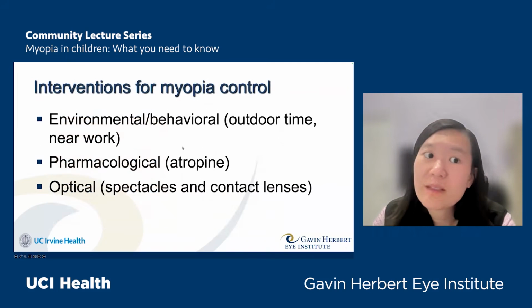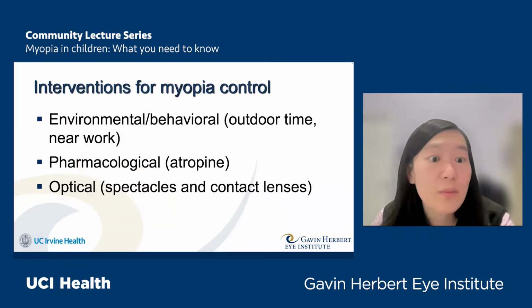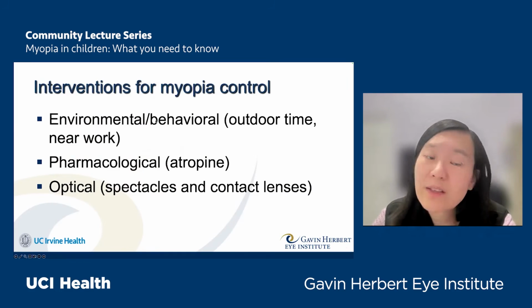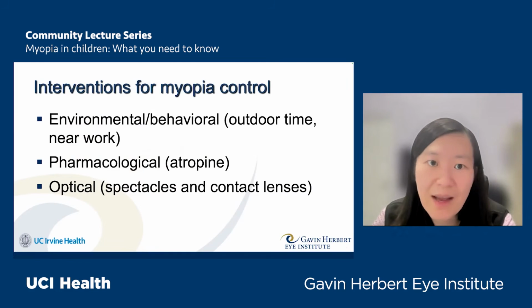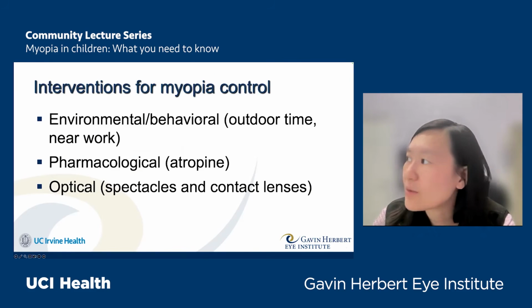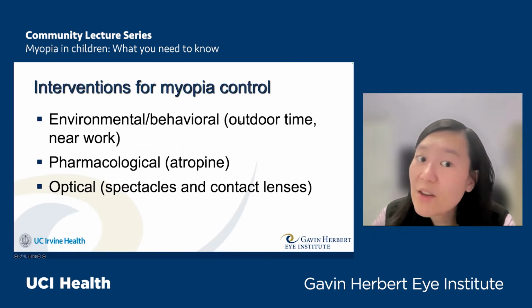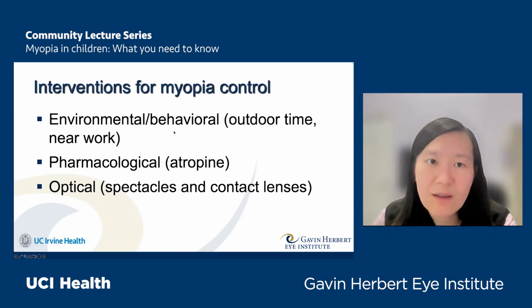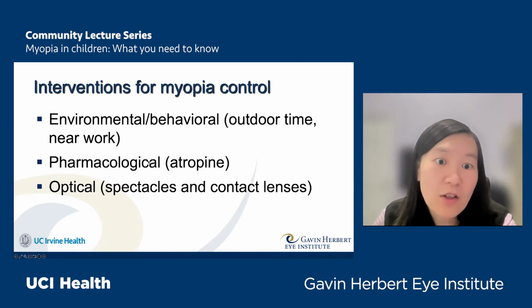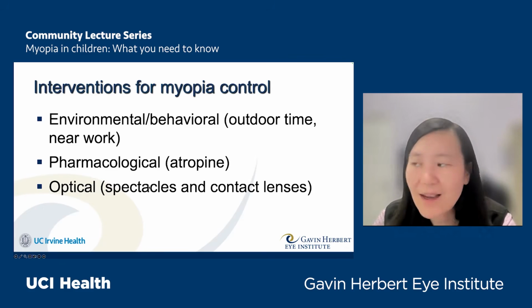But in terms of what has been proven to work, there are three big ones. One, environmental and behavioral, which I stressed in the past couple of slides, which is outdoor time and near work. Meaning that you want increased outdoor time and decreased near work. And then the two other features that I will talk about today are pharmacological, which is what we call low-dose atropine, as well as optical, which is spectacles or glasses and contact lenses.